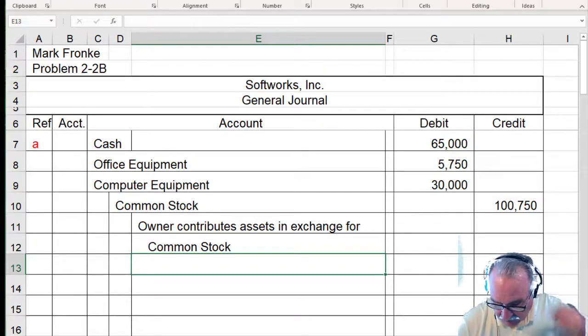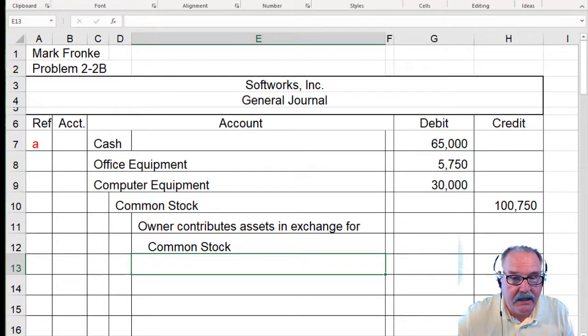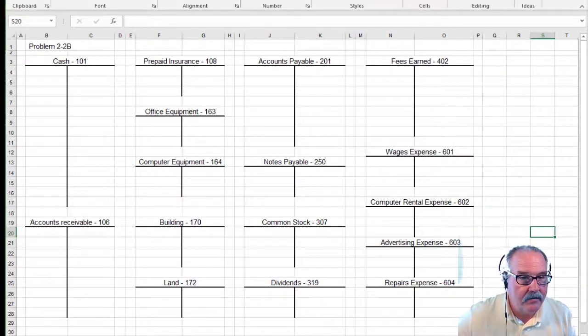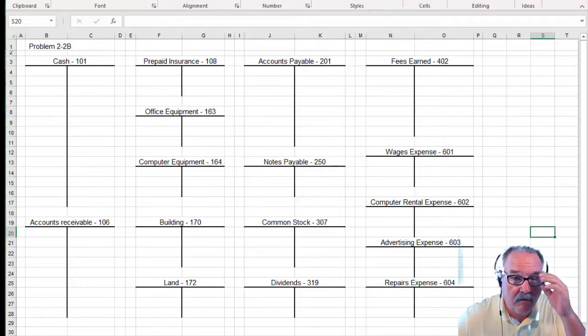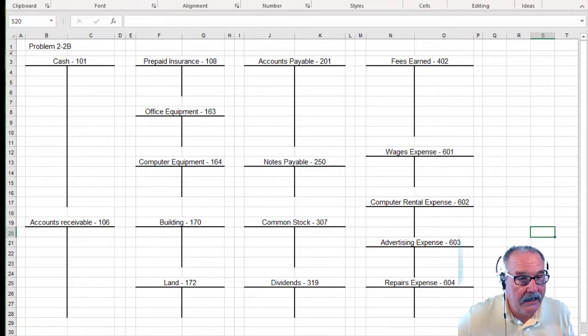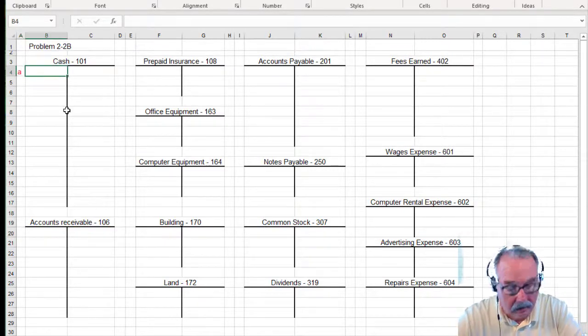Okay? Now, got some T accounts. T accounts for each account. Again, you should have a work paper that looks like this. If you don't, you can pause the video and prepare one, but there's one in Canvas. So we've got cash and all the other accounts that are in our chart of accounts. So we're going to post these. And I'm going to start up here, and I'm posting cash, 65,000, and I'm putting the A next to it.